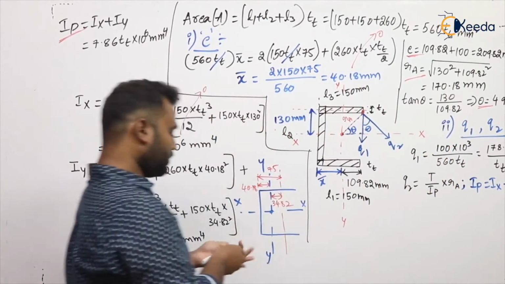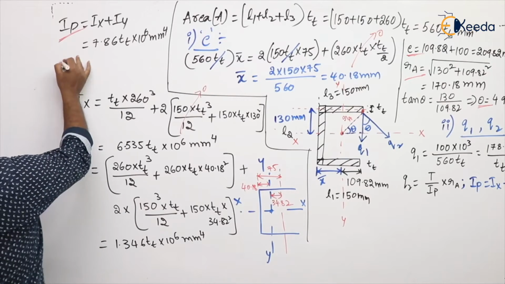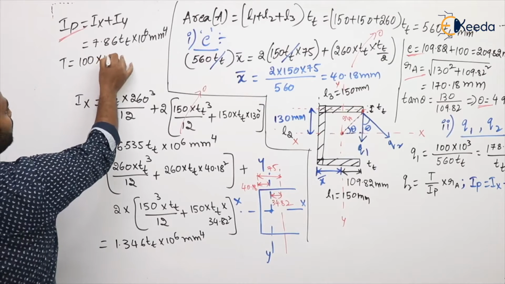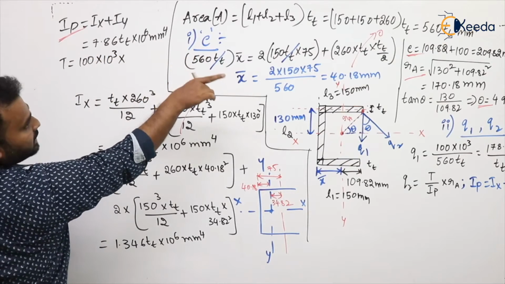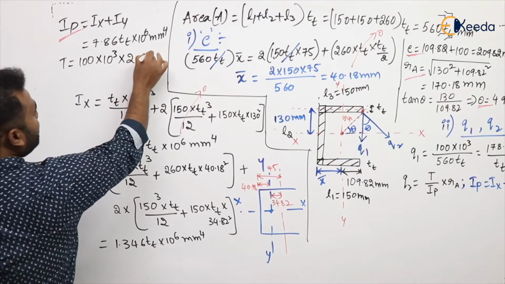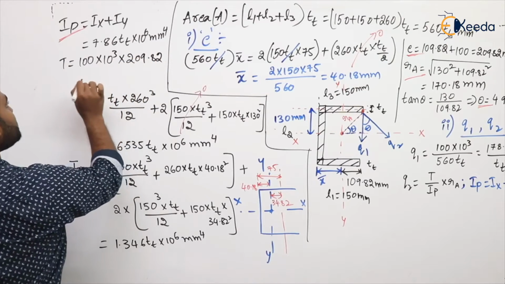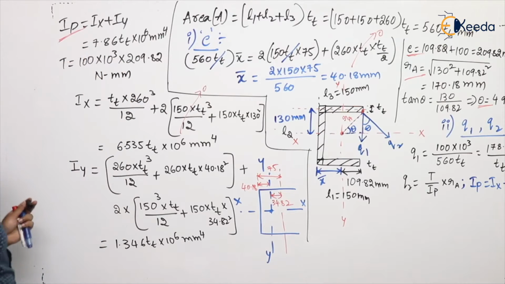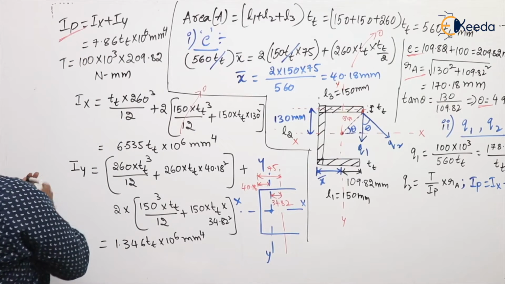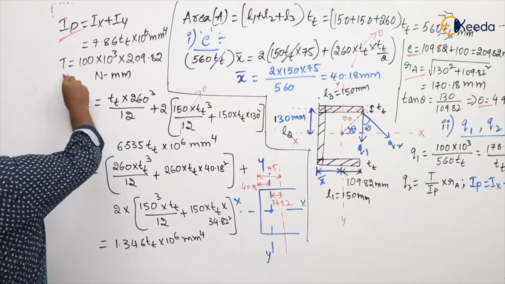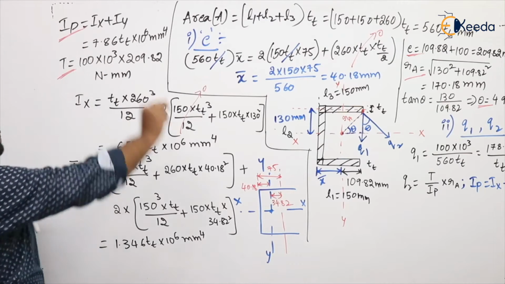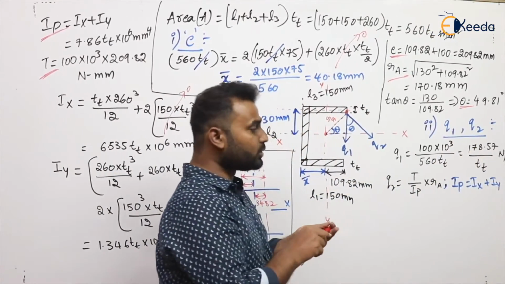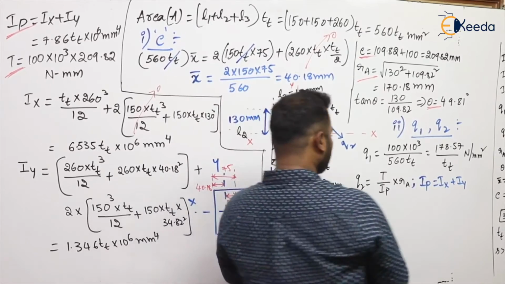Now T, the torsion or twisting moment T. T is nothing but load times eccentricity. Load is how much? 100 kilonewton, 100 into 10 cube, into eccentricity. How much is the eccentricity? 209.82. Clear? So this is the torsion. If you see the units, it is Newton mm. This is the unit of torsion. So for calculating Q2, everything is known to us. Torsion is known to us, IP, the polar moment of inertia, is known to us, and even RA is also known to us. Now substitute all those here.